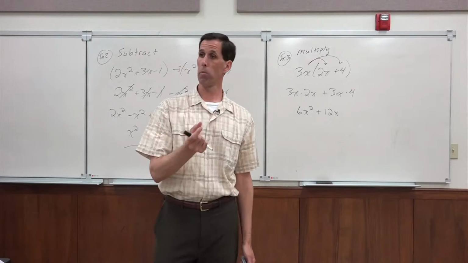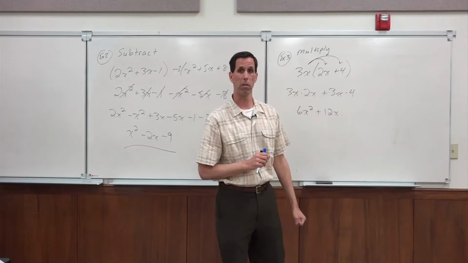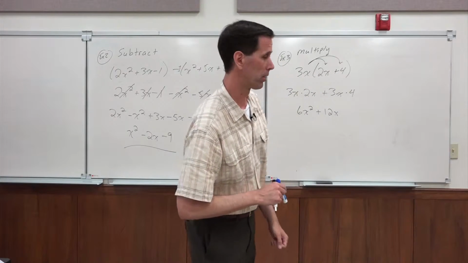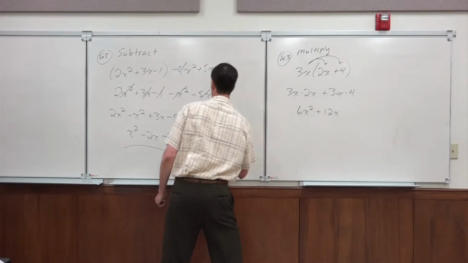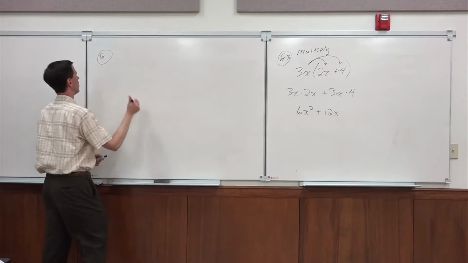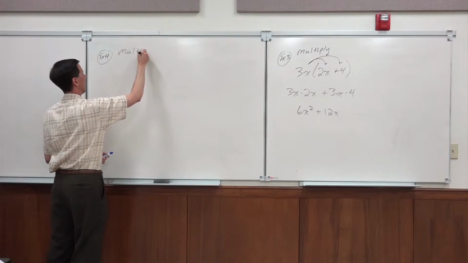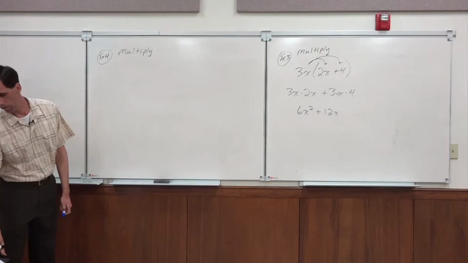So if you have a monomial times a binomial, you just want to think that monomial being distributed through or multiplied by everything that you have in parentheses. All right? Now, another variety. And this will use the distributive property as well.